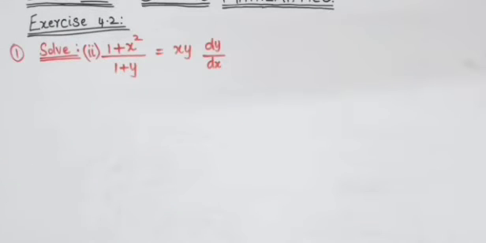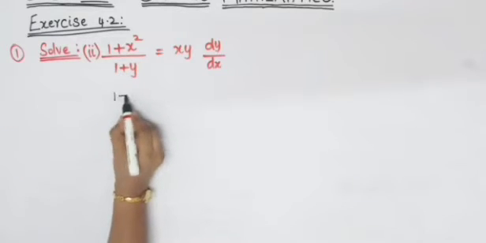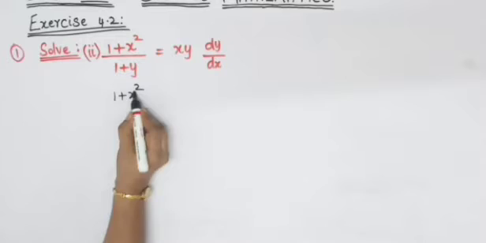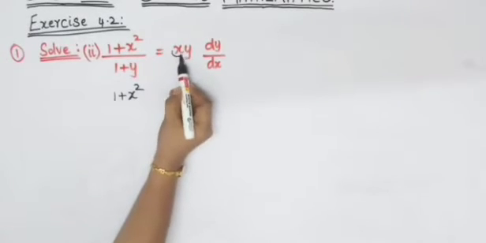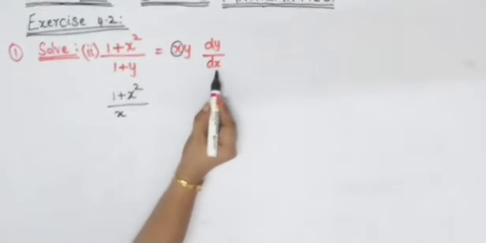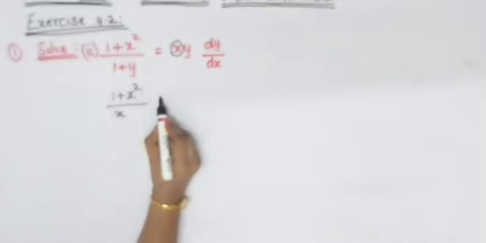Exercise 4.2, first question solved. In that, the second subdivision: 1 plus x square divided by 1 plus y is equal to xy into dy by dx. So again you will have to first separate the variables. We will keep 1 plus x square here itself. Bring all the x terms towards your left hand side. Here you have got x in the numerator, so bring it to the denominator. Now the dx is in the denominator, so when you take it out to this side, it will become dx in the numerator.